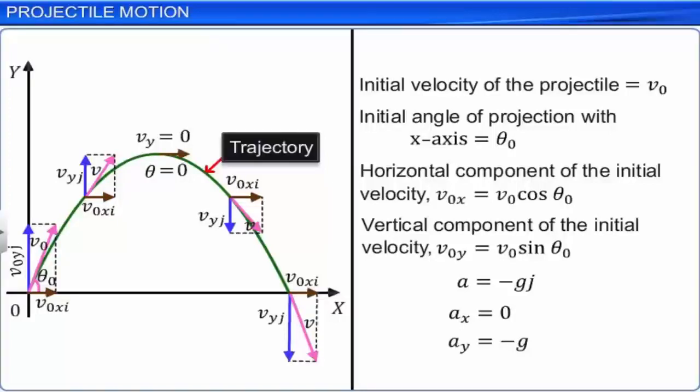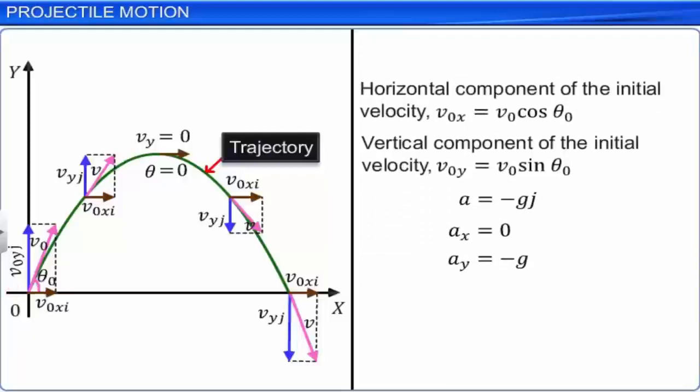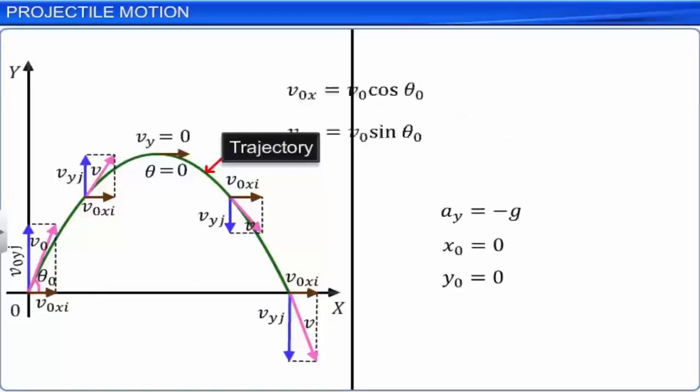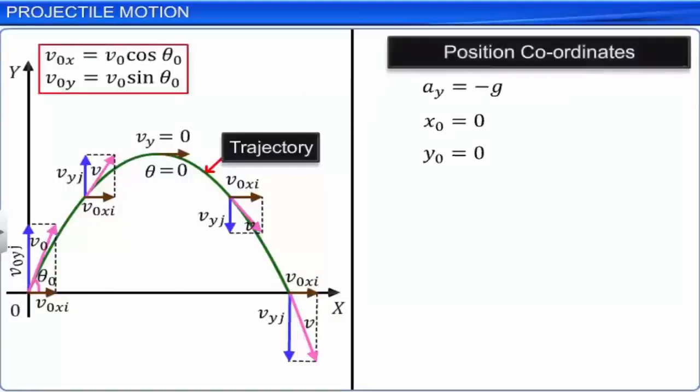Therefore, x0 and y0 are equal to 0. Now, let's find the position coordinates of the projectile at any time t. Consider the horizontal motion: x is equal to v0x into t. On substitution, we get x is equal to v0 cos θ0 into t. Let this be equation 1.